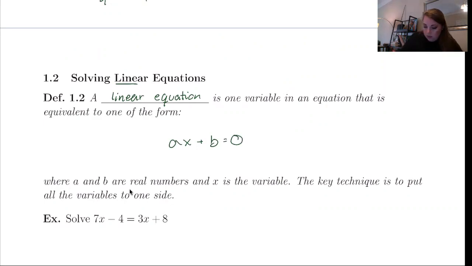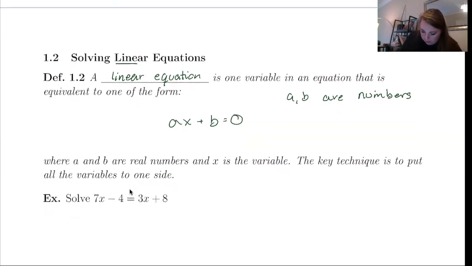And the most important thing here is that a and b are numbers, really any number, and that there's only x to the first power. There's no x squared. It's not just a constant. It's just x to the first power, so just x would be our highest power. Okay? So a and b are real numbers. Oh, I wrote that here. Good job. And x is the variable. The key technique is to put all variables onto one side. Variables on the one side, right?